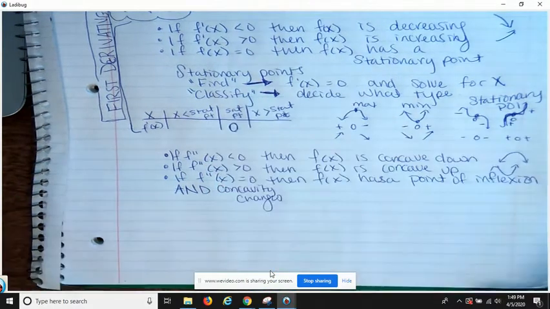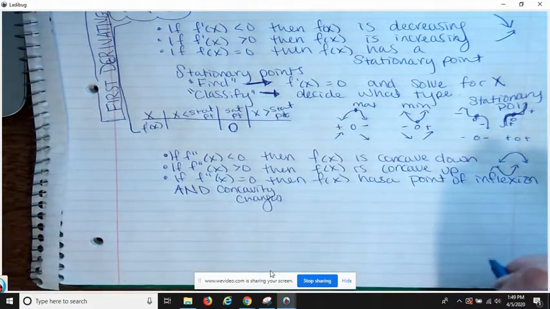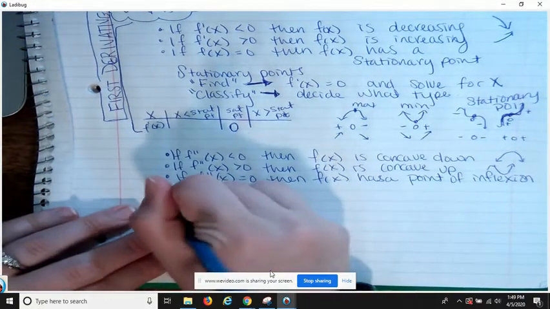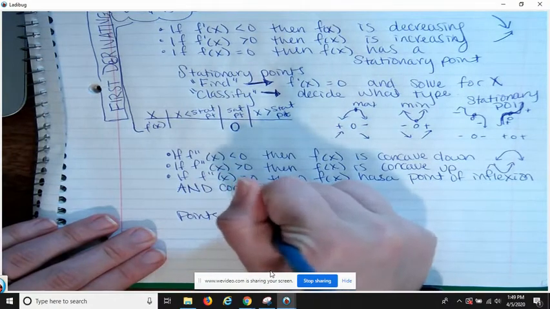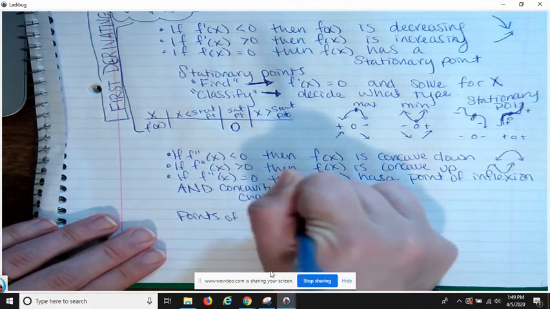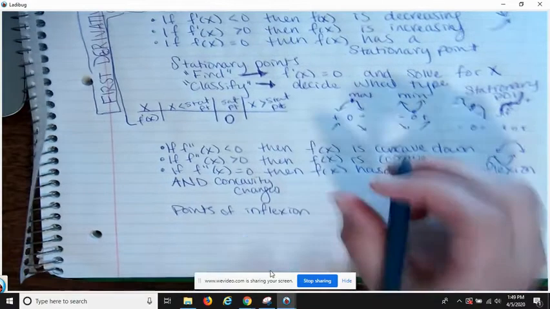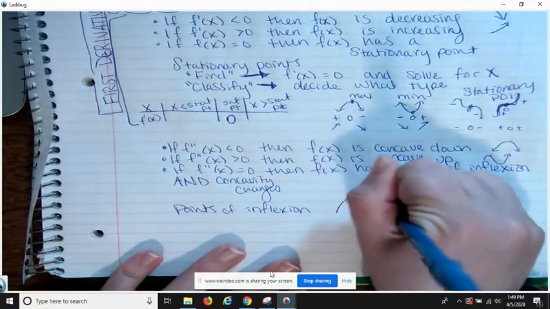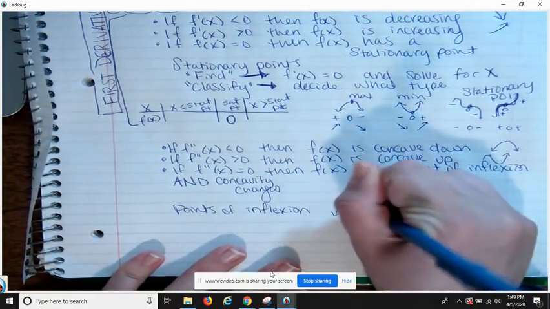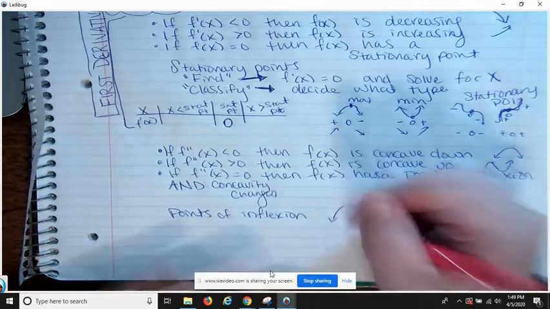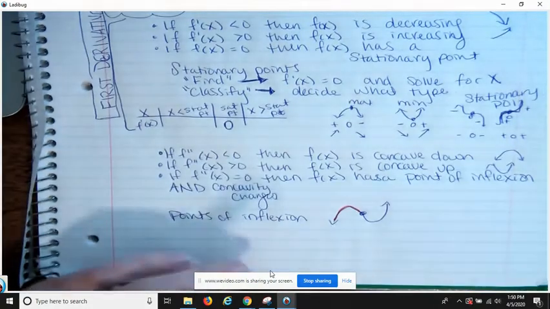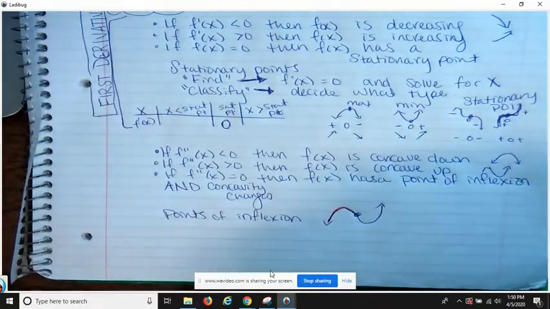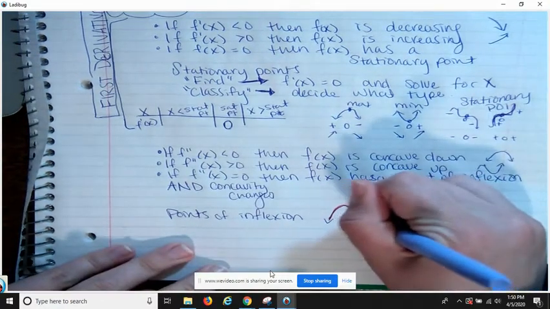Okay, so let's review points of inflection a little bit. So, points of inflection. Okay, so this is when concavity changes. So maybe we have a curve that goes like this. The point of inflection is going to be right here. And then to the left, we would have concave down. To the right, we would have concave up. Okay.